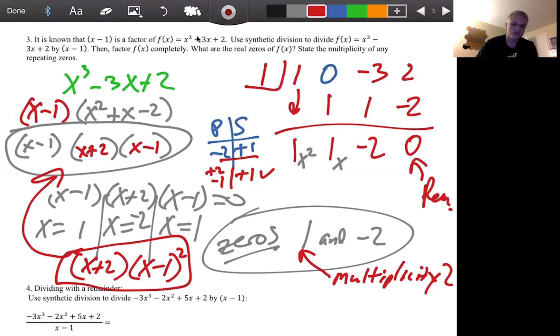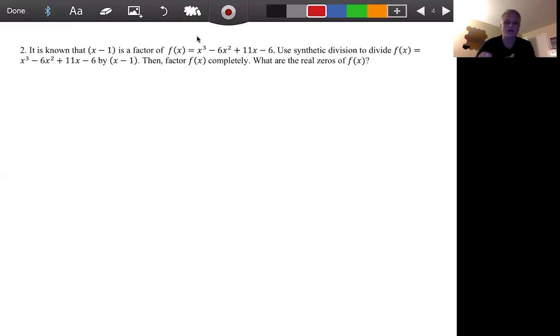Okay, so negative 2 is one zero, positive 1 with a multiplicity of 2 is the other zero. So if you graph this, you would see at negative 2, the function crosses the x-axis, and at positive 1, because it's a multiplicity of 2, it bounces off the x-axis. Okay, our last one.